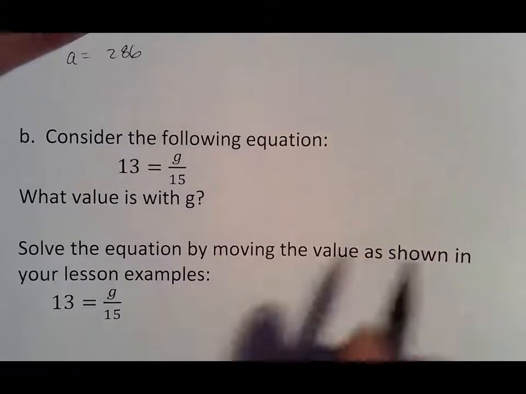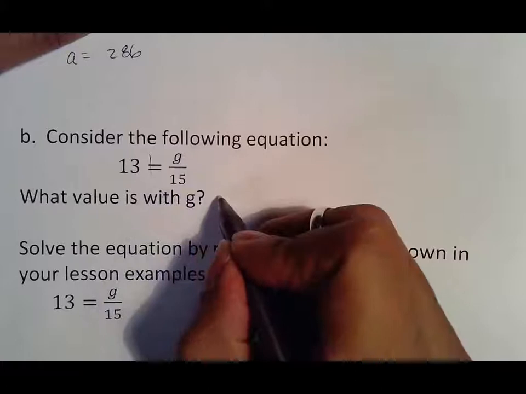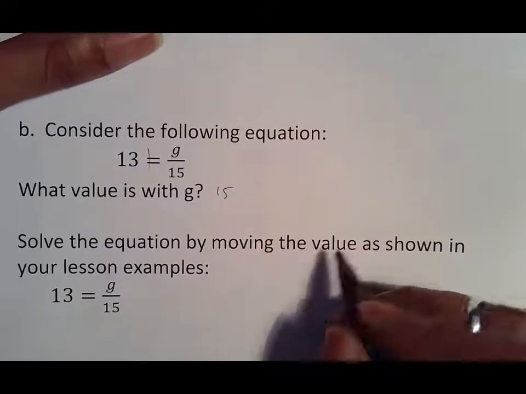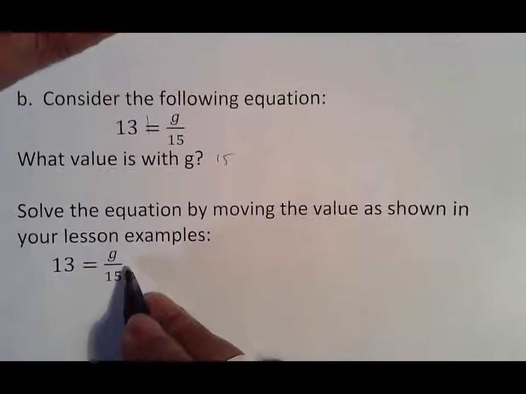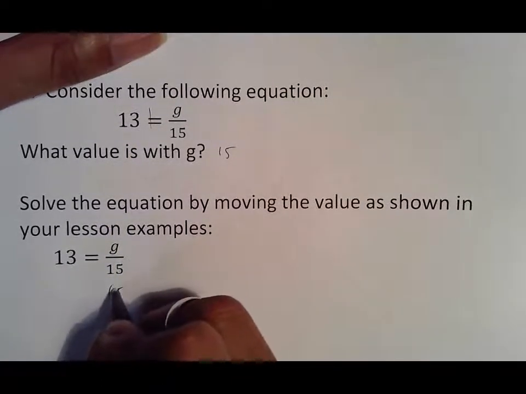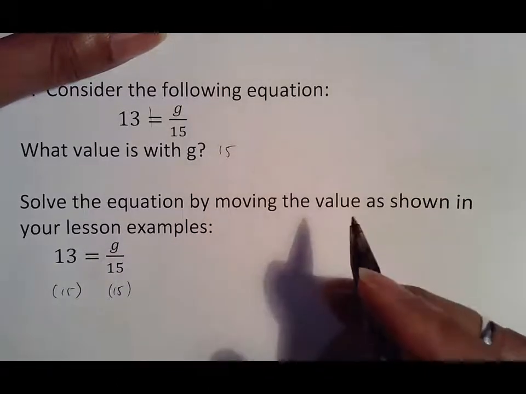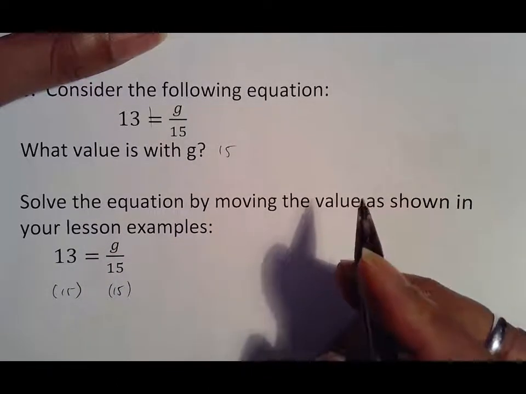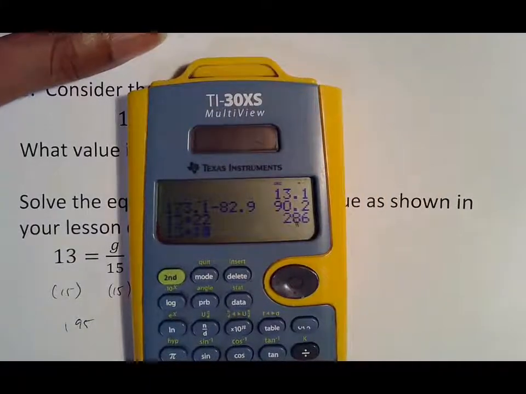Consider the following equation. What value is with G? So again, the value with G here at the wall, if that's to the right side, then 15 is with G. So now we solve by doing what we're supposed to do. If we want to move this 15, which is with G, we would put parentheses 15, parentheses 15. 13 times 15, I believe, is 195.